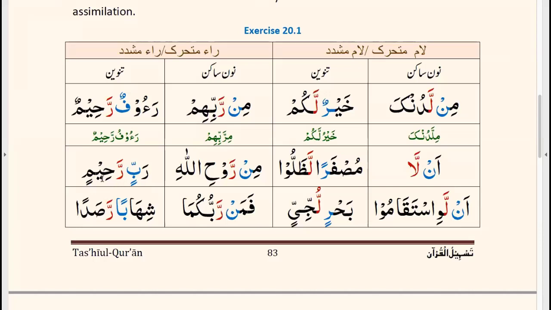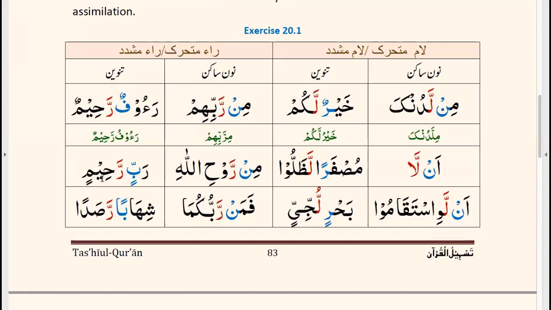Okay, let's have another student to the mic now. Can they please unmute themselves? Assalamu alaikum. Walaikum assalam. How are you today? I'm good. How are you? Alhamdulillah, I'm very well and jazakumullah for asking.